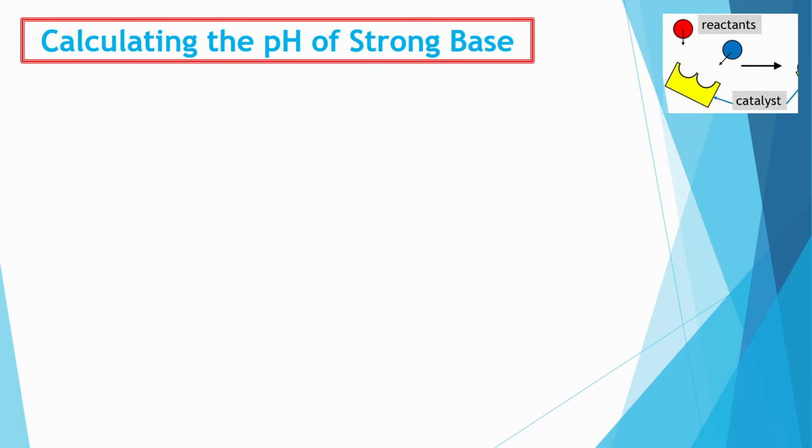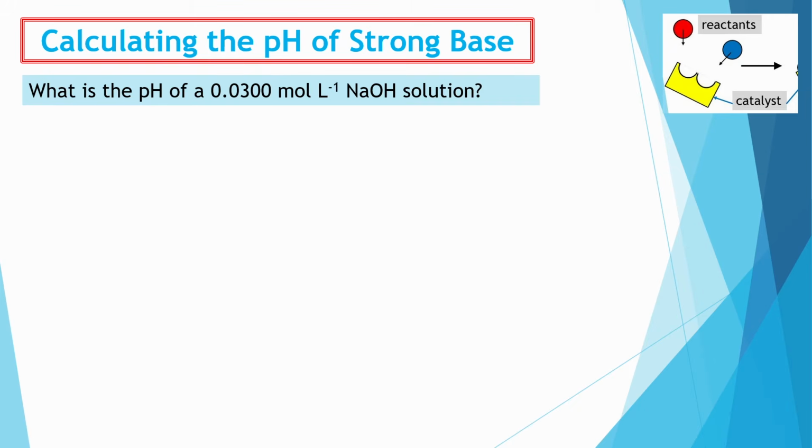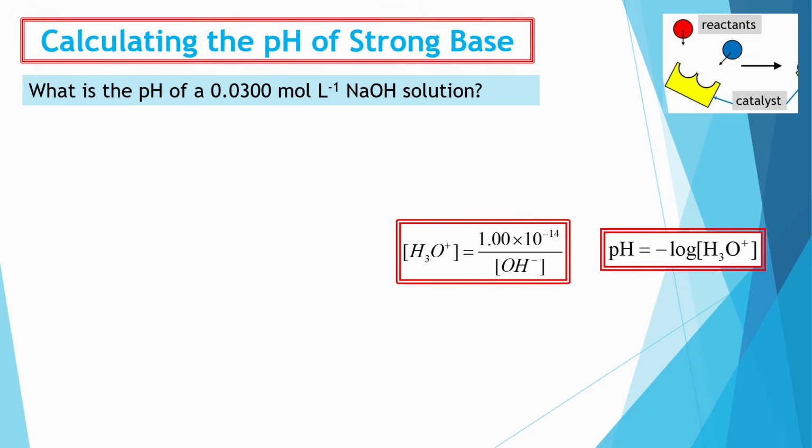What if you have to calculate the pH of a strong base? Well, a strong base is slightly different. A strong base doesn't produce a high concentration of H3O+ ions, it produces a high concentration of OH- ions. So we need to use a different expression to resolve this, and this is the equilibrium constant for water. I've rearranged it here, but actually the equation you'll be given is Kw equals the concentration of H3O+ times the concentration of OH- equals 1 times 10 to the negative 14.